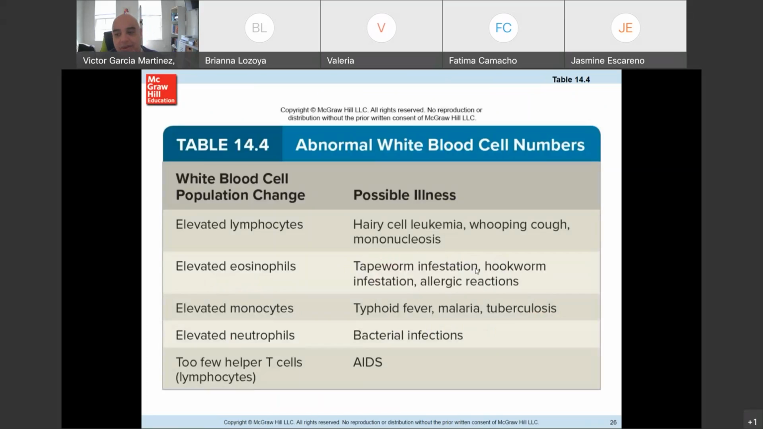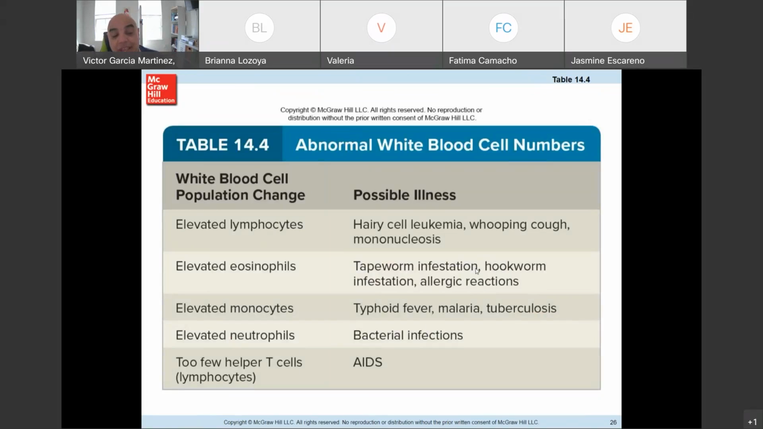Guys, here is a summary, a very good summary. When you have elevated lymphocytes, you need to think first of viral infections. But you can also have leukemia, whooping cough, or mononucleosis. When you have elevated eosinophils, you may have a parasitic infestation or maybe an allergic reaction.